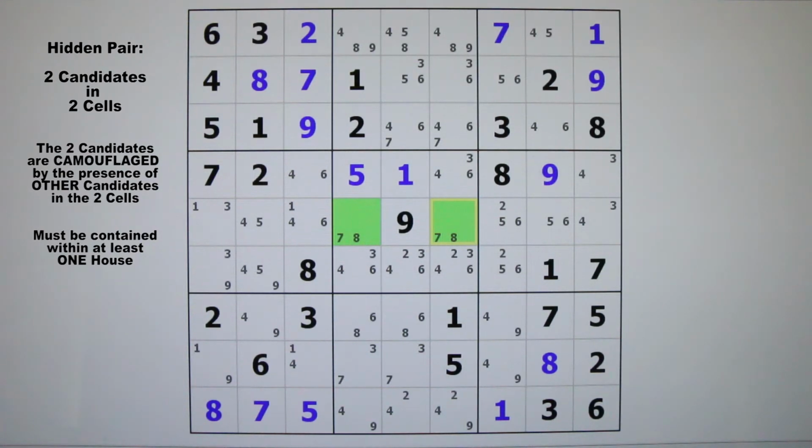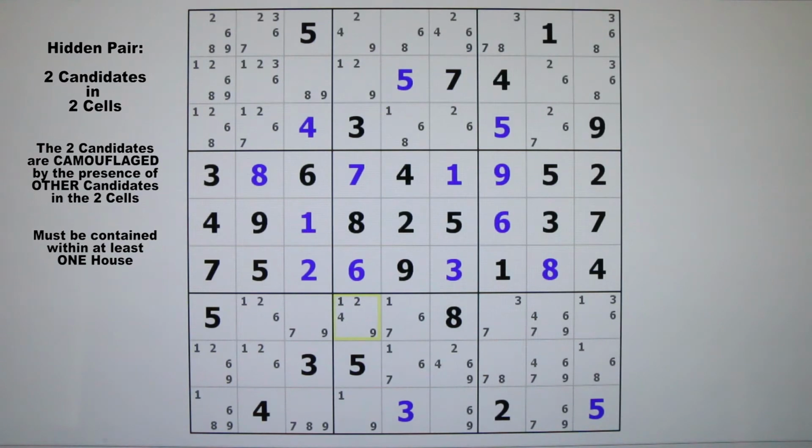Okay, next puzzle. If we look down here in block 8, we see that there are only 2 candidate 4s and only 2 candidate 2s, and they both lie in the same cells, and they do not appear anywhere else outside of those cells. They are here and here. So that is a hidden pair, which means you can eliminate all the other candidates out of those cells except for the 4 and the 2, like that.